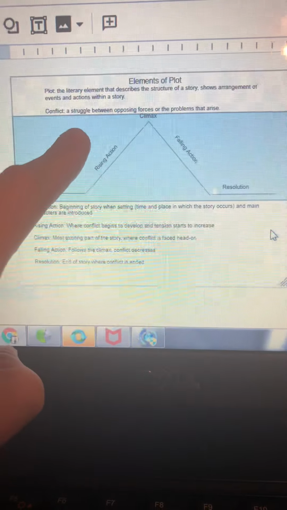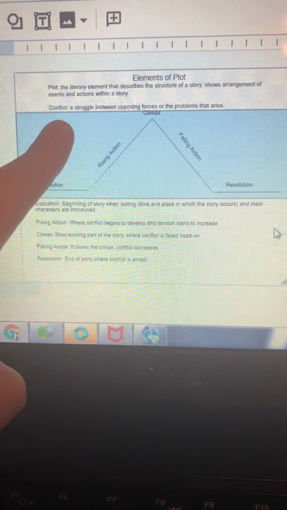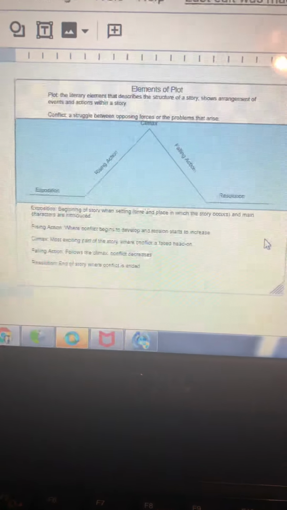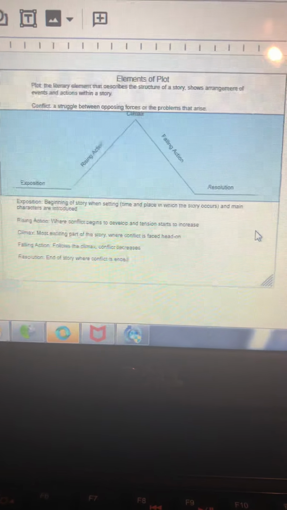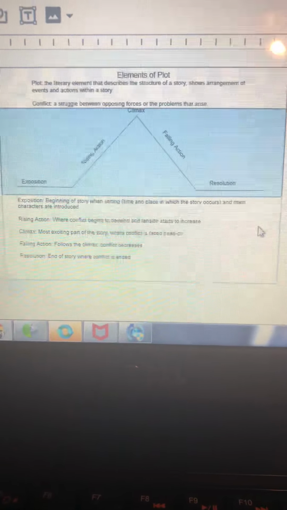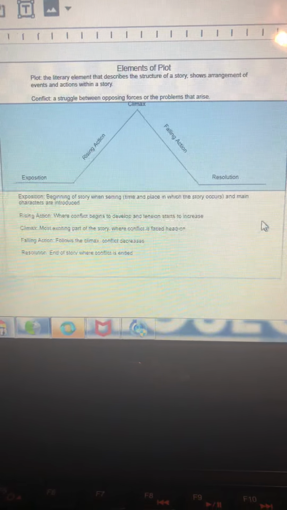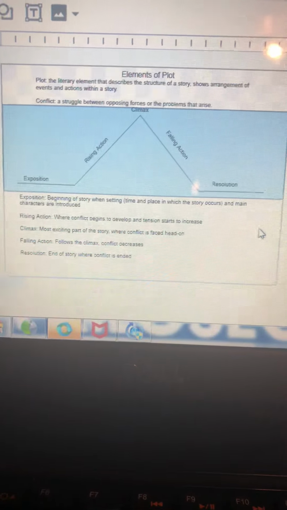Now up here underneath the definition of plot, we also have a definition for conflict, because conflict is very important in the plot. Conflict is a struggle between opposing forces or the problems that arise. So in other words, if you've got an issue or there's a character that has an issue, that is going to be a conflict. There are actually 4 different kinds of conflict.